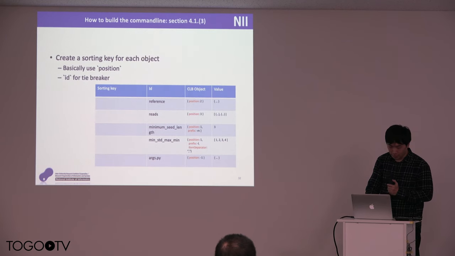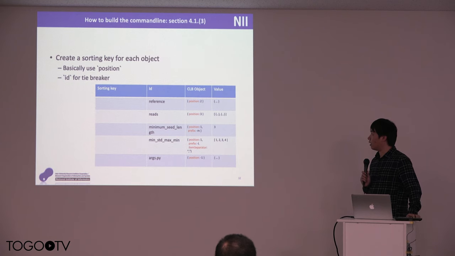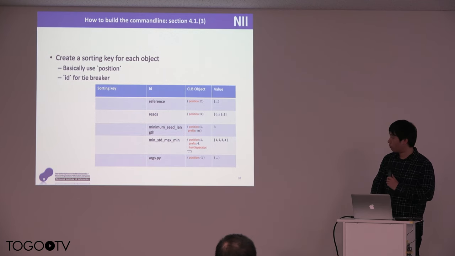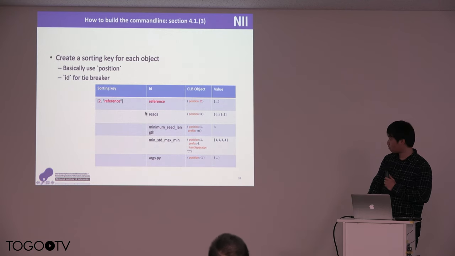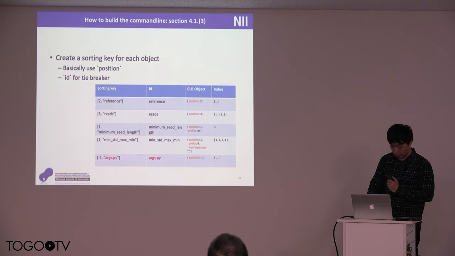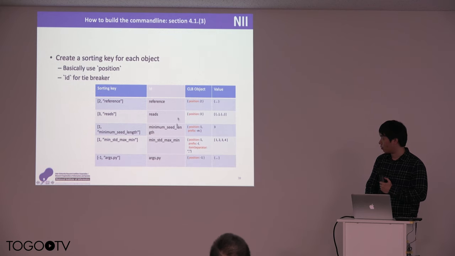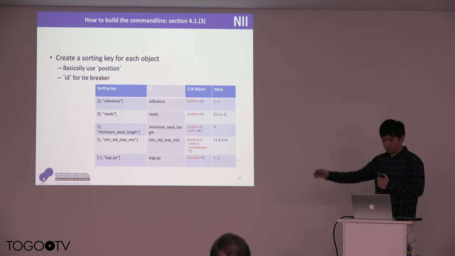Okay. So after that, we can create the sorting key for each CLB object, and also we can read these sections. We know that we basically use position fields for the sorting keys, and also we use the ID part for tie break, like this, and so on. And finally, like this. And after making the sorting keys, we can remove this part because after this part, we don't use this information.